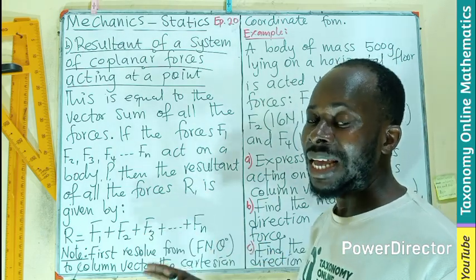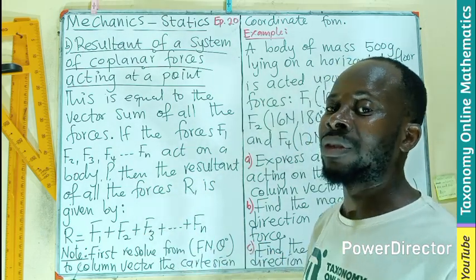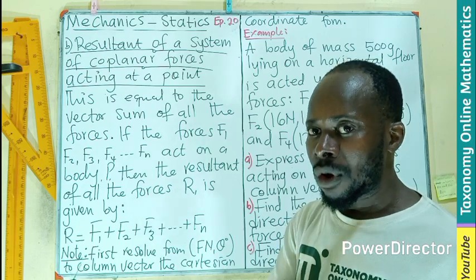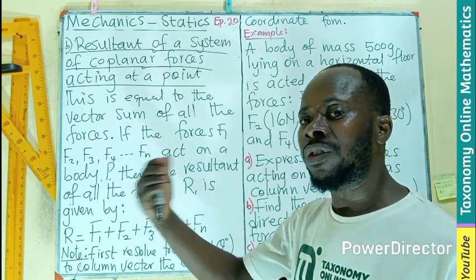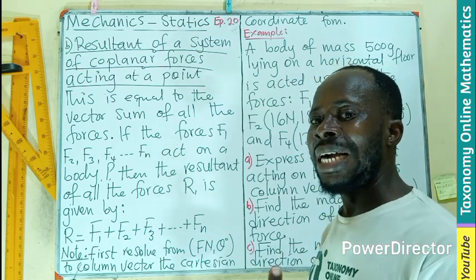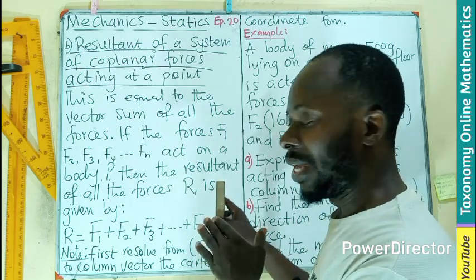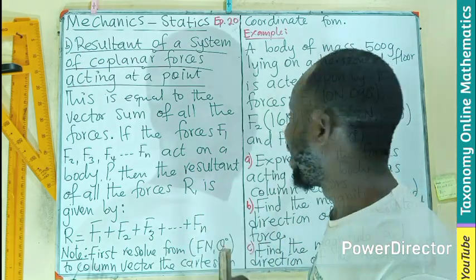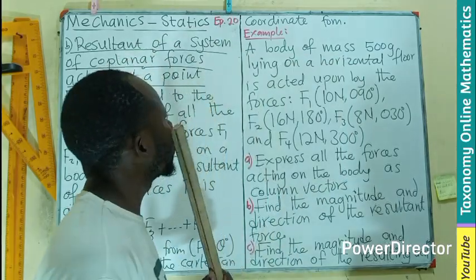So the new concept here is that we are adding the resultant forces. The previous concept was to use the cosine and the sine rule to find the resultant and the angle between them. So this is the only difference between the first and the second one. So now let's look at a question.